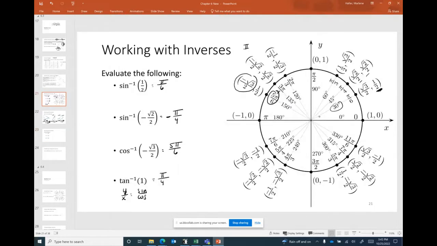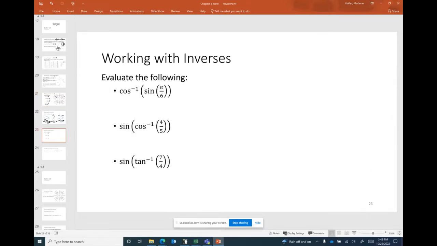Pi over 6, the sine of pi over 6 is 1/2. All right, so if I know that, I could then just simplify it and say this is the inverse cosine of 1/2, right? So what angle has a cosine of 1/2? What angle has a cosine of 1/2?